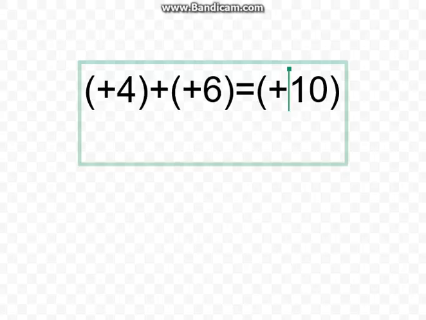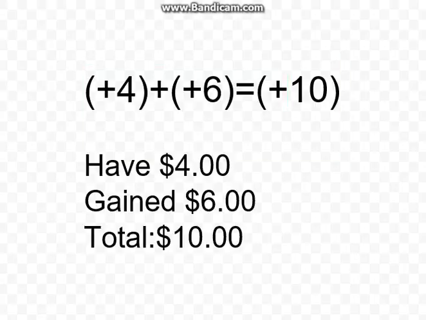To explain how this works, I'll give you a real-life example. Let's say that you have $4, which represents the positive 4. Then you get $6 for your allowance, which represents the positive 6. Now you have $4 from already and $6 from allowance, which when you add them together will total $10 in total.